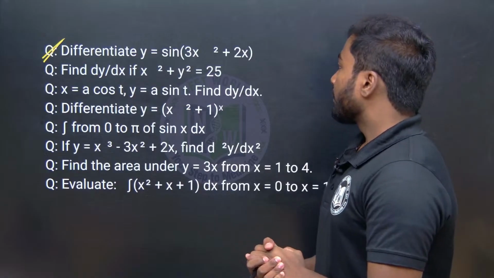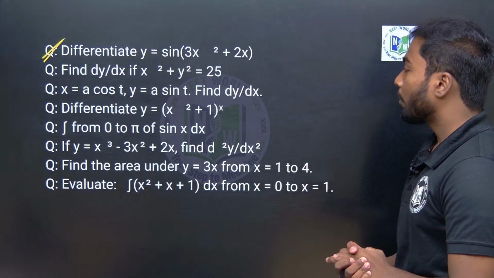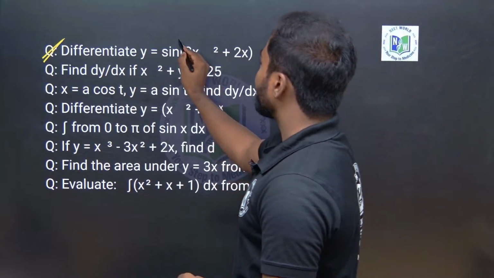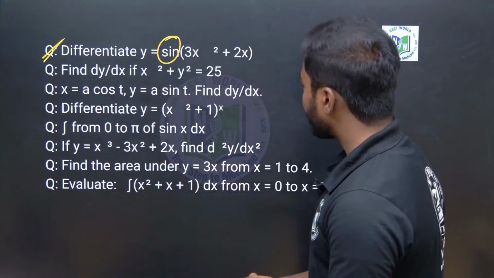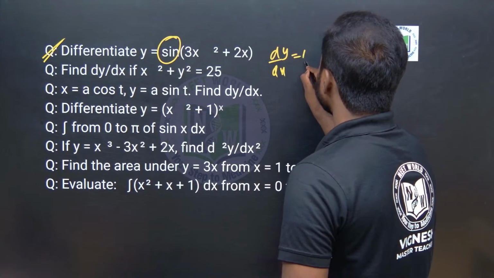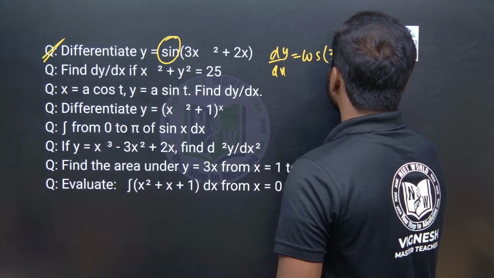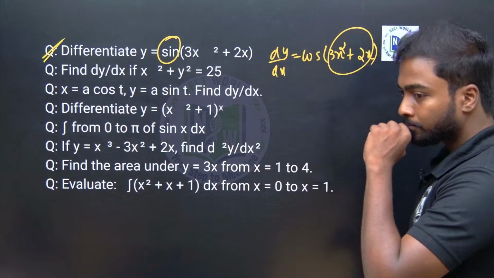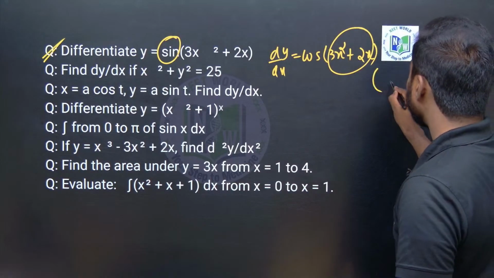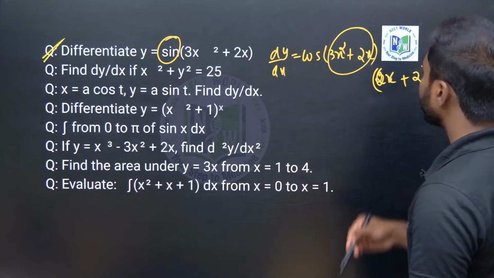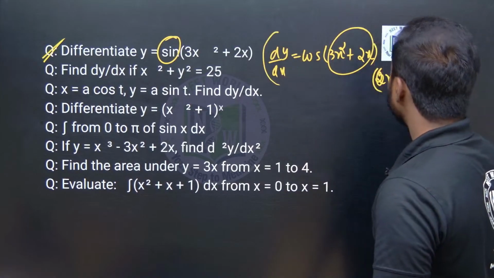So what is the answer for the first question, differentiation? y is equal to sine of 3x square plus 2x. If I differentiate sin x, what is the answer? It is cos. So dy by dx is equal to cos of 3x square plus 2x. Again I should differentiate this one, no? What is the differentiation of this one? 6x plus 2. This is the answer for the first question.